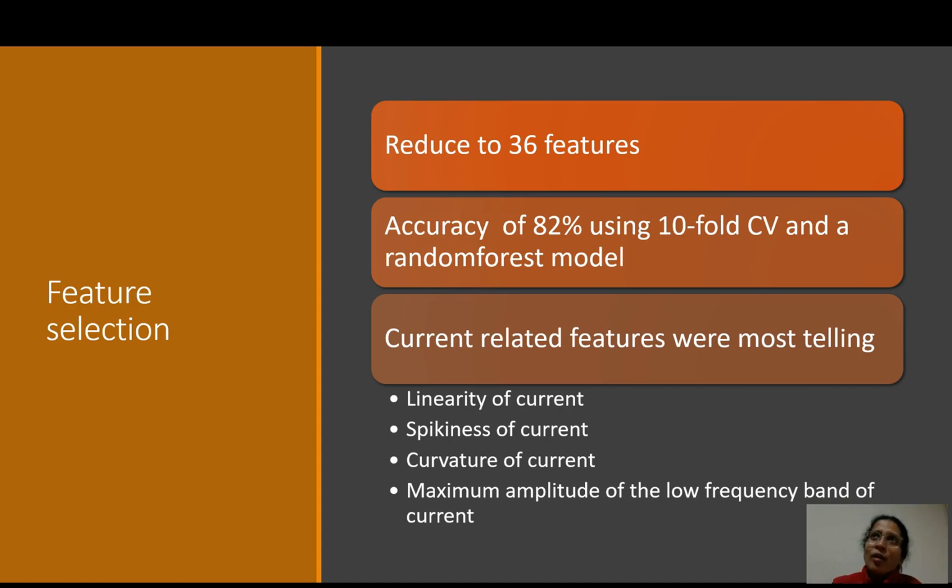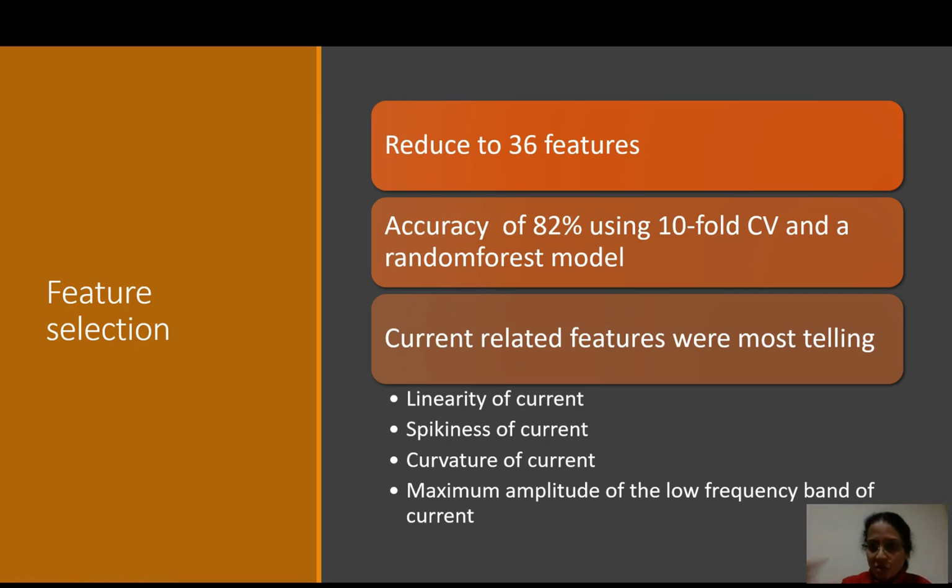And then we looked at, okay, of these 36 features, what were the features that were most relevant for prediction? And we found that the features that were most relevant were how fast the current changed. The way the current changed if it's going to ignite was different to the way the current would change if it did not ignite. So the linearity of the current, the spikiness, and the curvature of the current. So those were all the way the current changes.